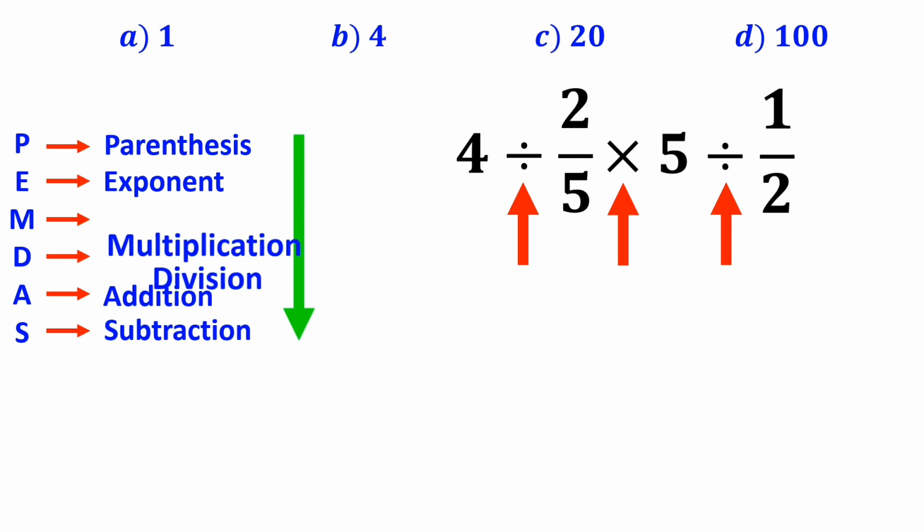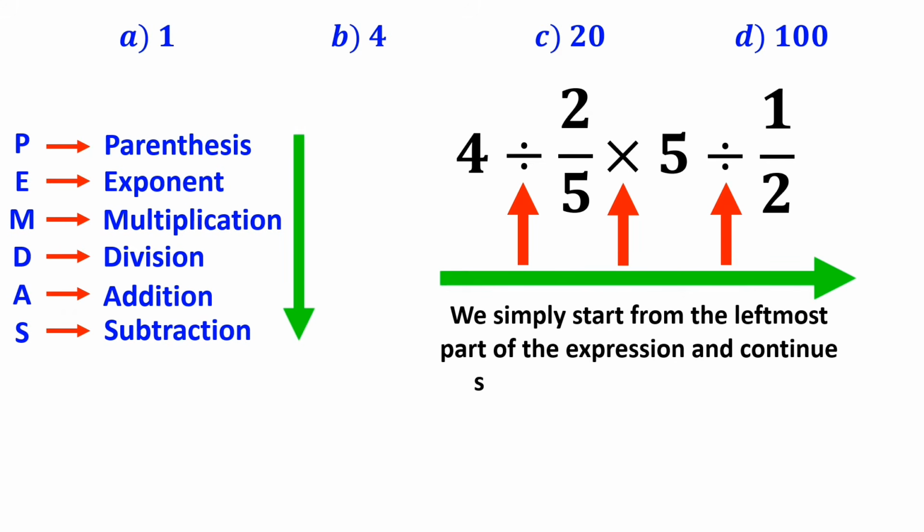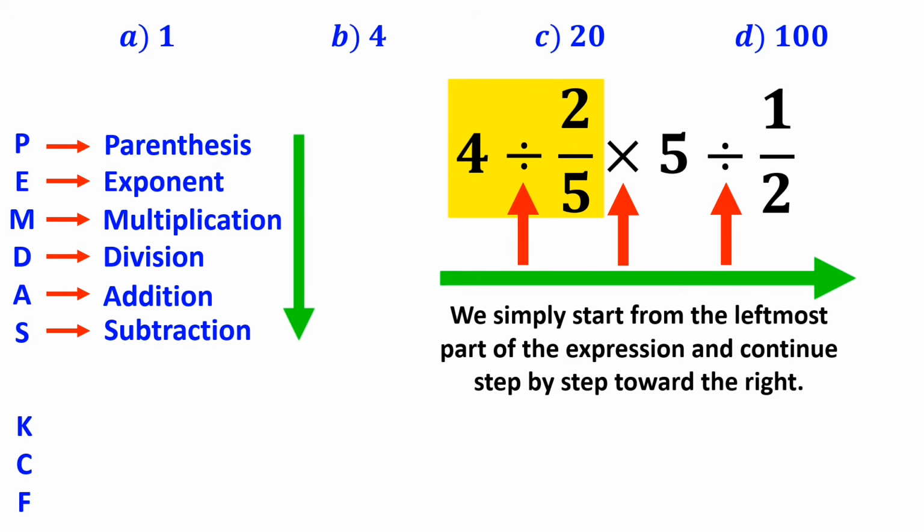So, in this case, we simply start from the leftmost part of the expression and continue step by step toward the right. It means that we begin with the expression 4 divided by 2 over 5, which I have marked in yellow. Alright, whenever you come across a division sign between two terms, it's best to use the KCF rule.